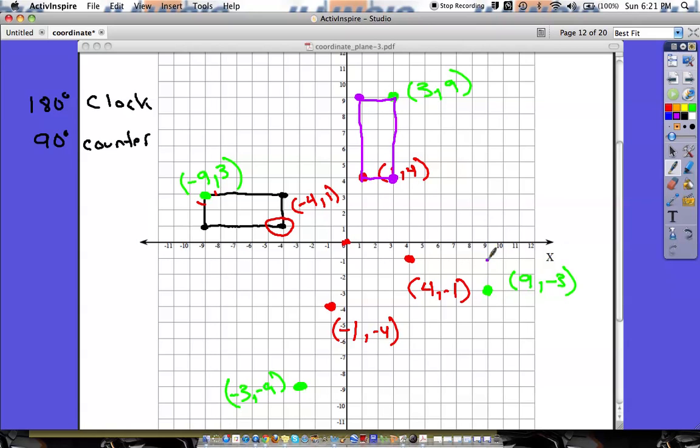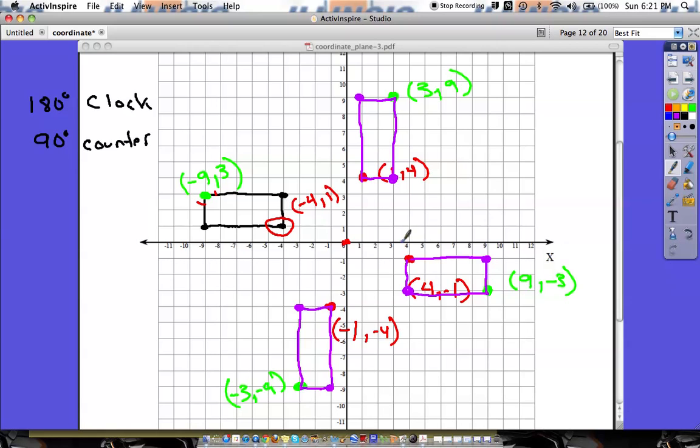Let's see, we'd have a point here and here. Connect the dots. There's our rectangle. And we would have a point here and a point here. Connect the dots. There's our rectangle. Okay.